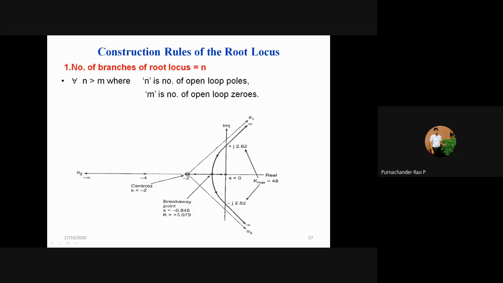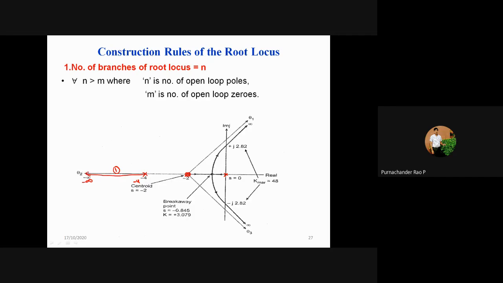Here you see this is pole 1. This is pole 2, and this is pole 3. There are 3 poles, therefore there are 3 root locus branches. This is root locus branch 1, which starts from -4 and terminates at infinity, like this.